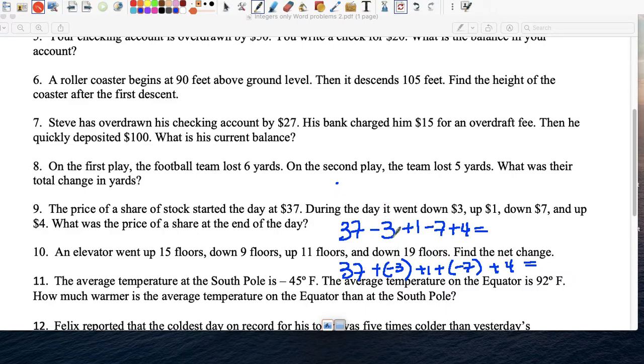So 37 minus 3 is 34. Plus 1 is 35. 35 minus 7 is 28. 28 plus 4 is 32. So at the end of the day, your share, the one share you have, went from 37 to 32.